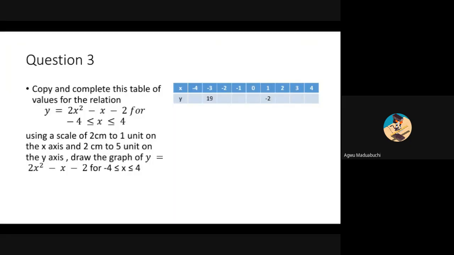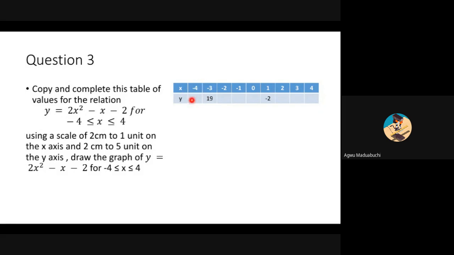Question 3 says copy and complete this table of values for the relation y is equal to 2x squared minus x minus 2. To complete the table, for this range of values, you start from -4. In the question, the table was given this way, so it's left for you to fill up for -4 and the rest of the values that are missing.